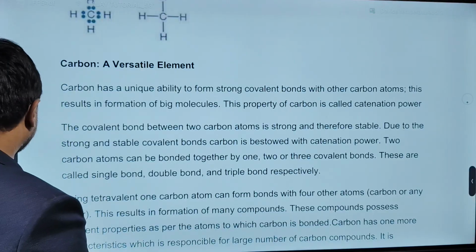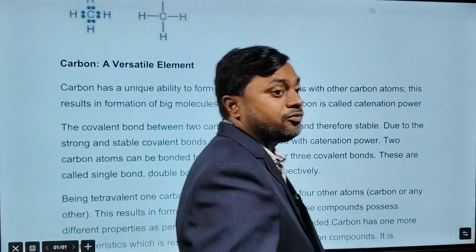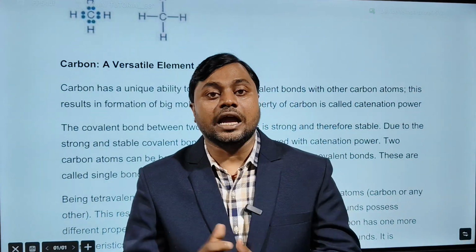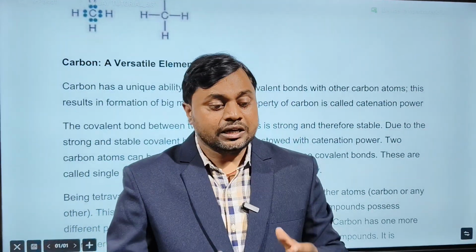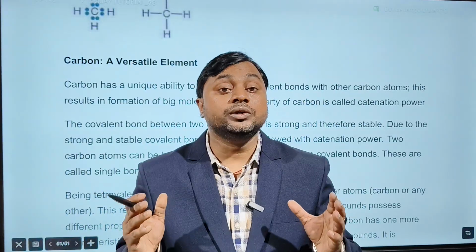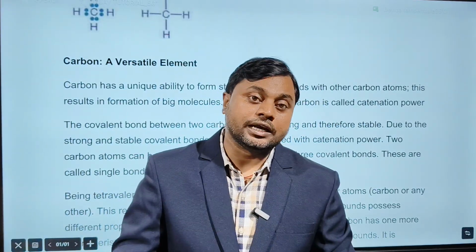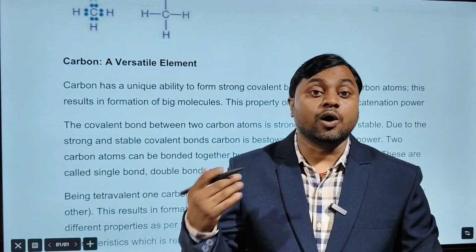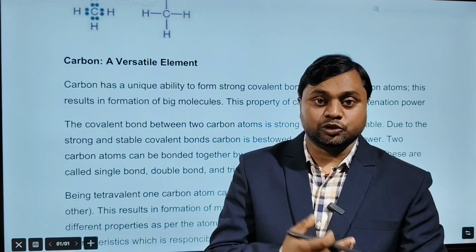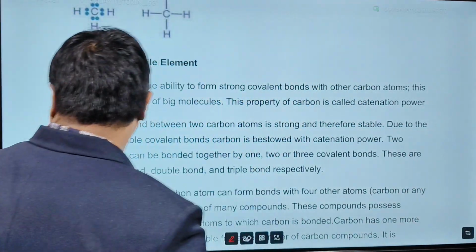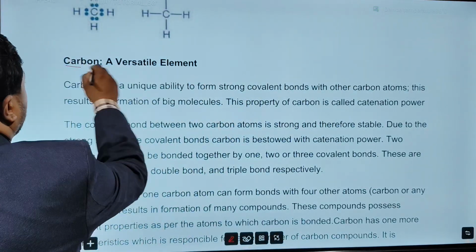One question they are asking: why does carbon form millions of compounds, or discuss briefly the unique or versatile nature of carbon. We can say carbon forms millions of compounds because of its unique characteristics. What are the unique characteristics? Catenation, tetravalency, tendency to form multiple bonds, isomerism. These are the properties we are going to discuss one by one. So let's start with the versatile nature of carbon.